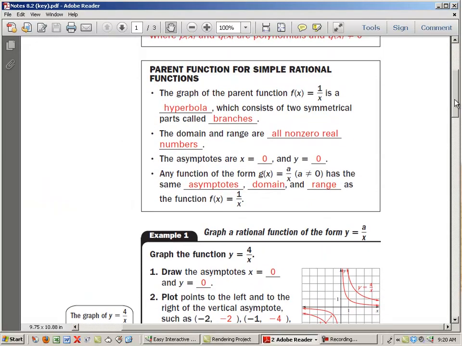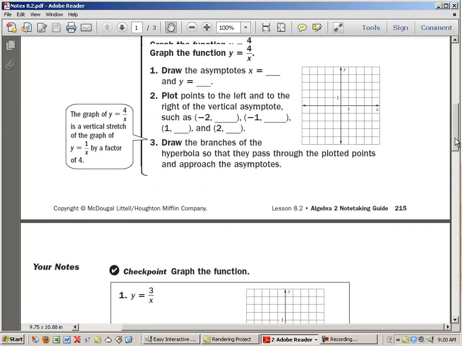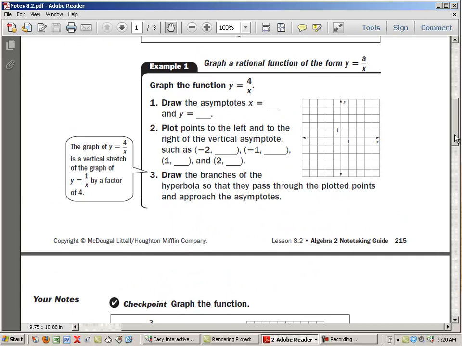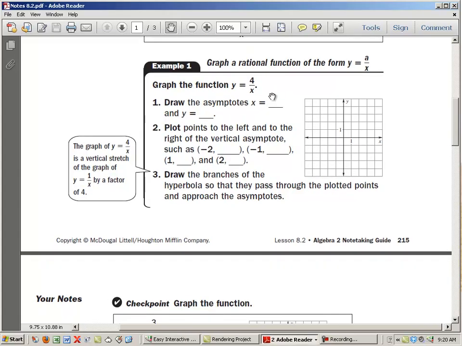Let's go ahead and look at a function. So the first thing we're going to do is graph the function y equals 4 over x. And because it's of the form y equals 4 over x, we know that I'm going to have an asymptote at x equals 0 and y equals 0.